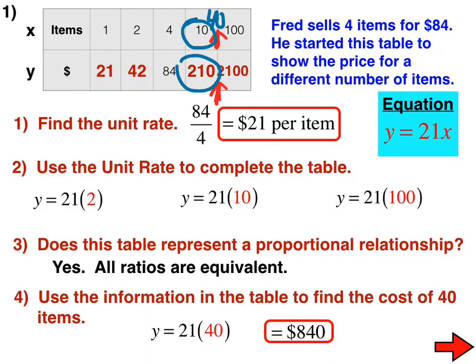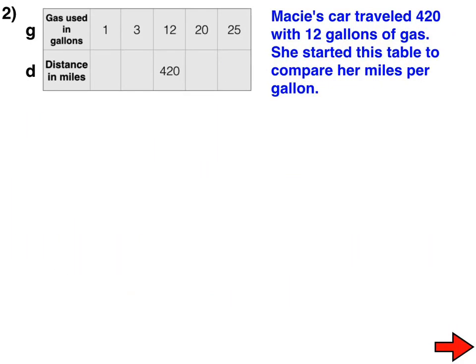So our answer, 840, is it successfully between 210 and 2,100? Yeah, and is it closer to 210? Yeah, it's a lot further away from 2,100. So I know that my answer makes sense. If you got something like 5,000, then you probably just multiplied wrong, right? Your answer doesn't make sense. Let's look at number 2.